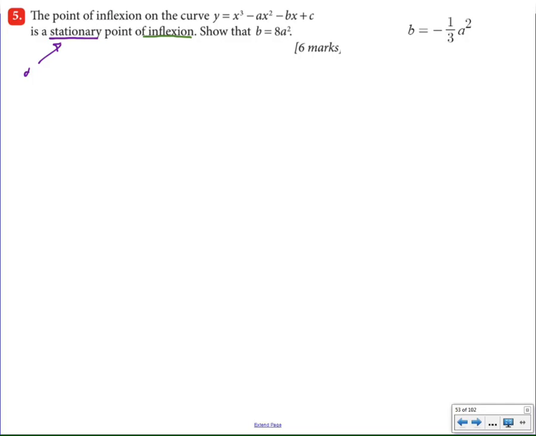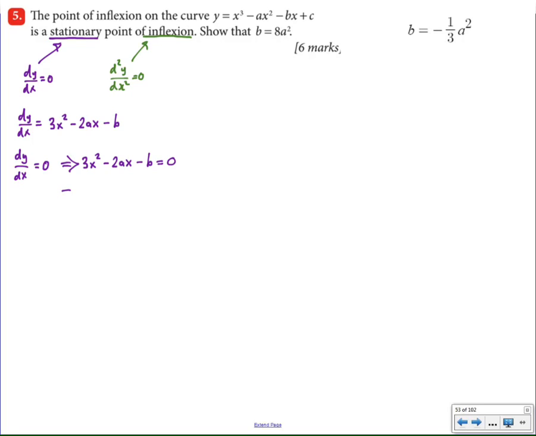So the clues that we get are the fact that the stationary points, which means the first derivative has to equal 0, and inflection points, which means the second derivative has to equal 0. So I take the first derivative, and in order for the stationary point to exist, my first derivative has to equal 0. This I see as a quadratic equation. Since I don't know a or b, I can't factor it, so I have the only solution method I know, the old quadratic formula.